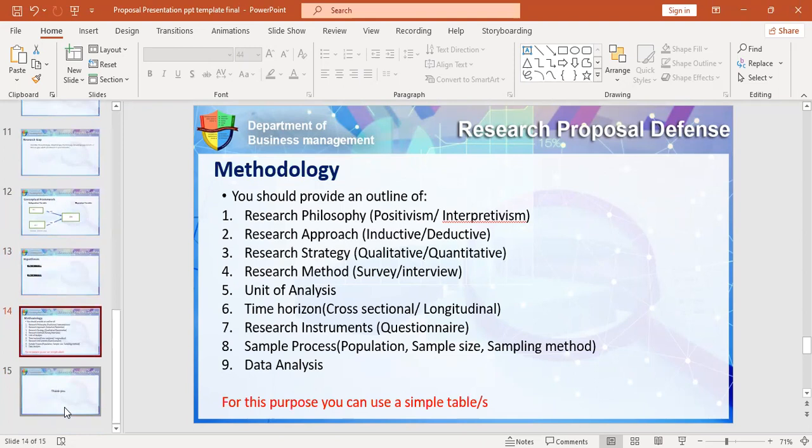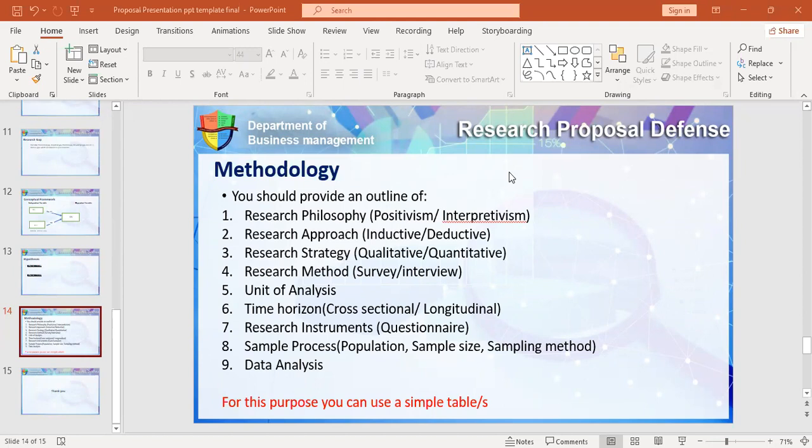Next, you must present the methodology. So first one is research philosophy. That can be positivism or interpretivism. So positivism is we are going to collect data from actual sources. And interpretivism means we are going to collect data from someone's experience.